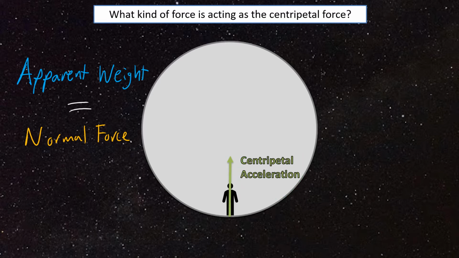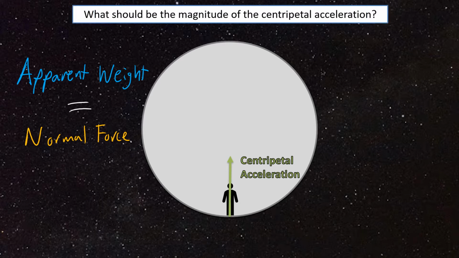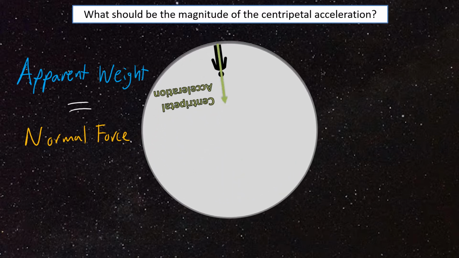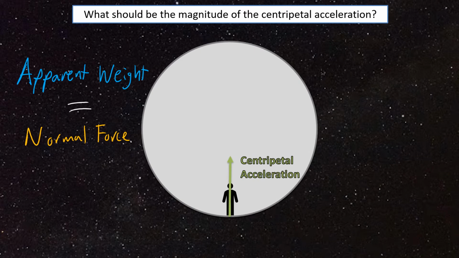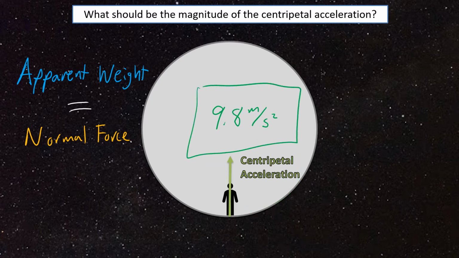Now, here's a question for you. If you were designing this space station, what should the magnitude of the centripetal acceleration be? What would you want that acceleration to be? What do you think? You would want the centripetal acceleration to be equal to 9.8 meters per second squared. If the centripetal acceleration is equal to 9.8 meters per second squared, that means you've effectively created 1g, they call it 1g of gravity. And there you go, artificial gravity.